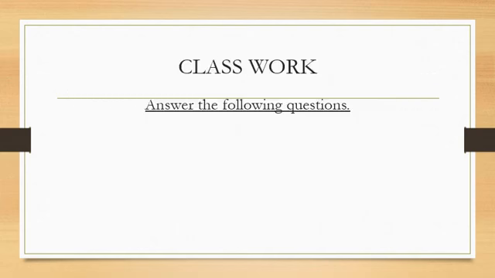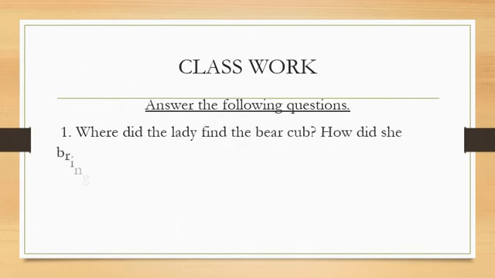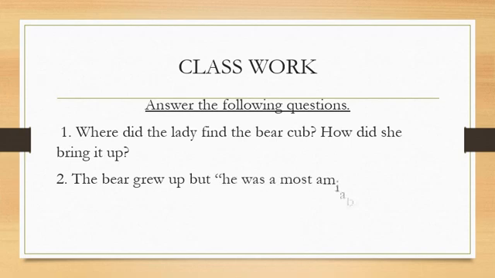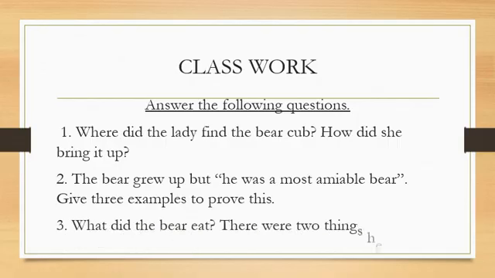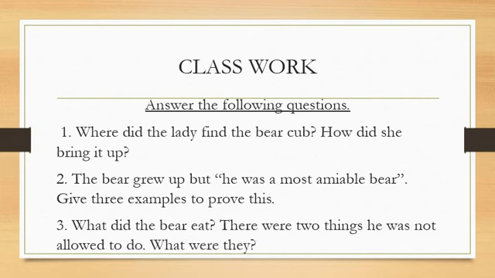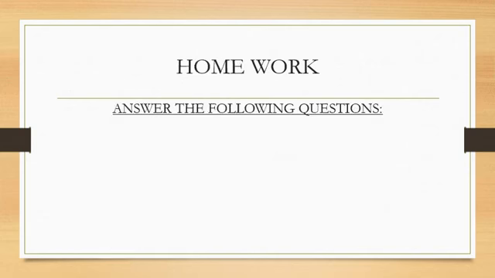So now move next. Classwork. Where did the lady find the bear cub? How did she bring it up? Next. The bear grew up, but he was a most amiable bear. Give 3 examples to prove this. What did the bear eat? There were 2 things he was not allowed to do. What were they? Next, that's your homework.